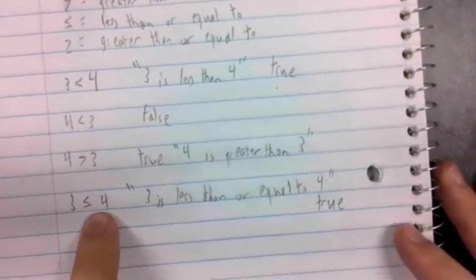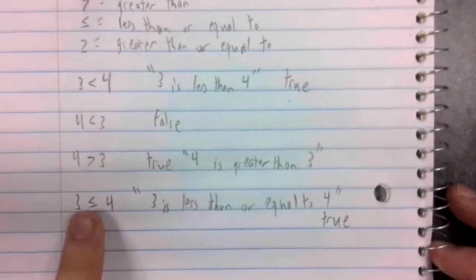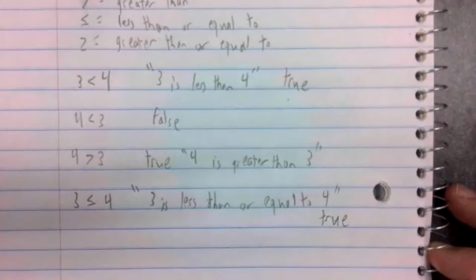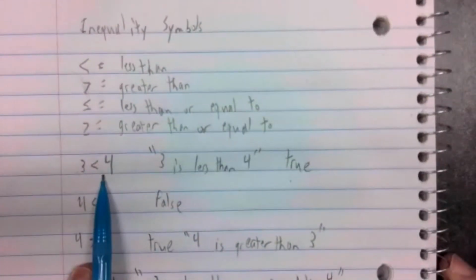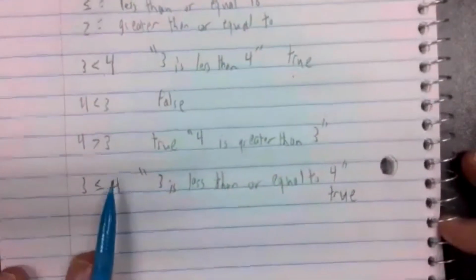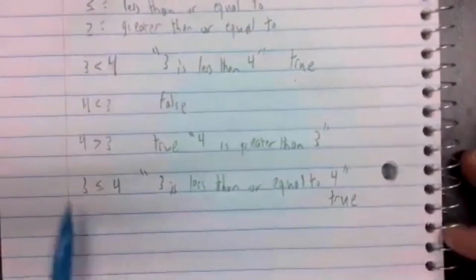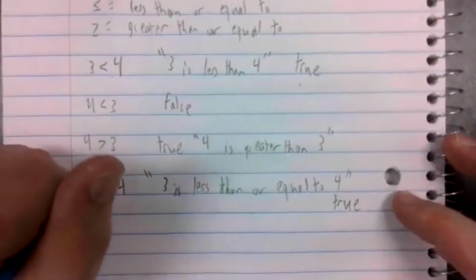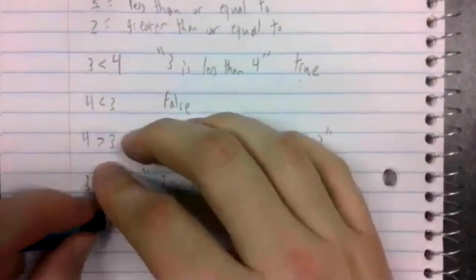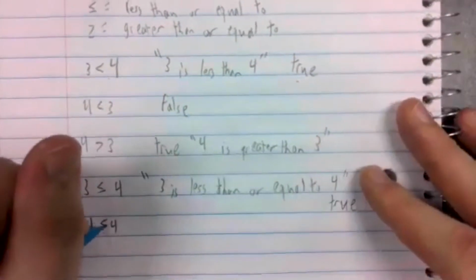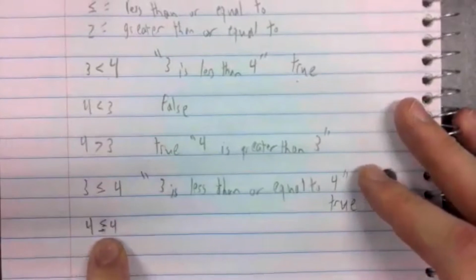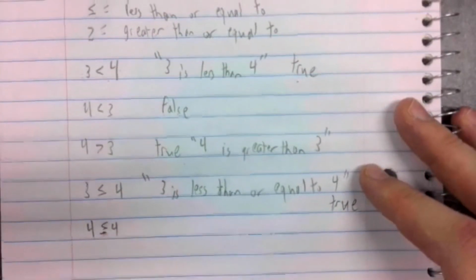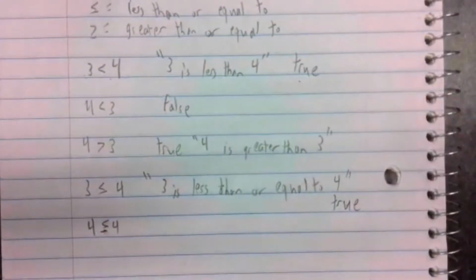So you can probably tell already, this less than or equal to is basically the same thing as this, but now we can include 4 as well, for this example specifically. So we can also say 4 is less than or equal to 4, right? It's true in this case because we have that equal sign below. So 4 is less than or equal to 4, which is a true statement as well.